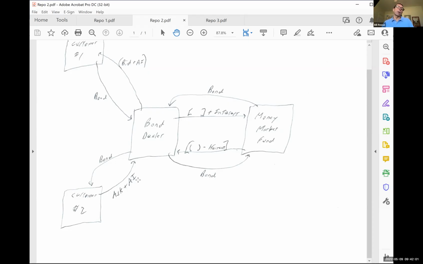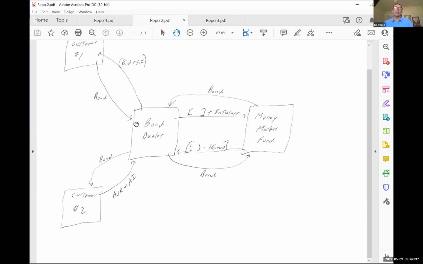We're going to see this in the next example we go through when we start to throw some numbers in there: this accrued interest right here is not going to be the same as this accrued interest right there. The reason is that the bond dealer is buying this bond from customer number 1 on one day and selling it to customer number 2 on a different day. So if this is further down the timeline in terms of the number of days, that's going to make this accrued interest greater than this accrued interest.